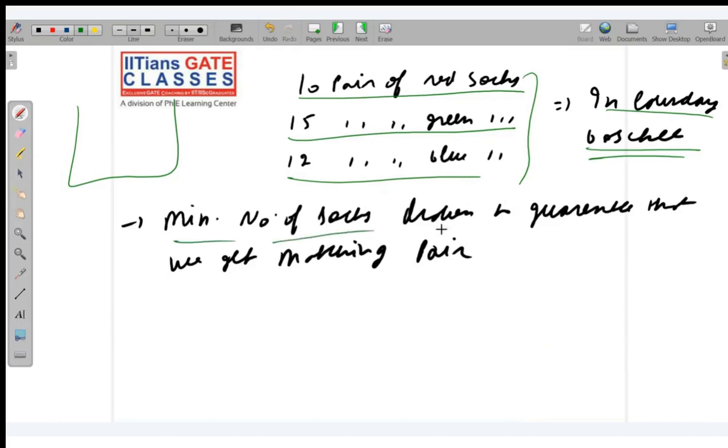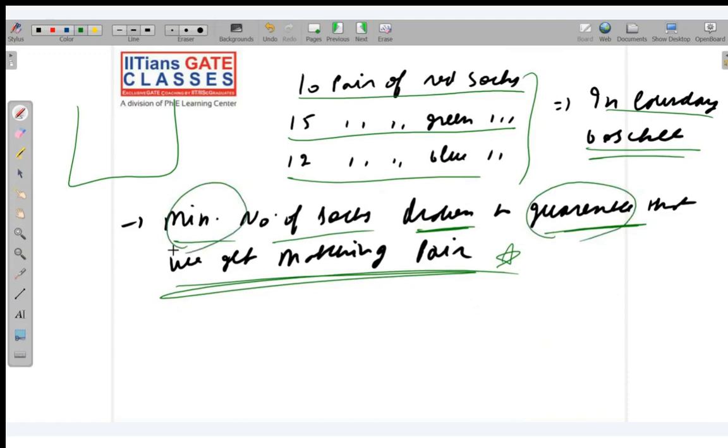Now they want the minimum number of socks drawn to guarantee that we get a matching pair. That is a very beautiful question. So see this, guarantee, minimum. So you will apply the pigeonhole principle. By common sense we will try to do it. If you are a lucky person, you will simply put your hand in the basket, pick two socks, and they are the matching pair only. Are you getting it? So that is the simplest case.